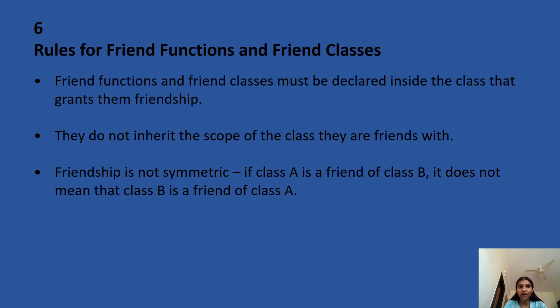Let us look at the rules required for friend functions and friend classes. Friend functions and friend classes must be declared inside the class that grants them friendship, and they do not inherit the scope of any class they are friends with. Friendship is not symmetric. Just like in our everyday lives, if class A is a friend of class B, that does not mean class B is also a friend of class A. The use of friend functions and classes should be approached with caution to avoid breaking encapsulation principles, and they can, however, be employed judiciously in certain design scenarios.